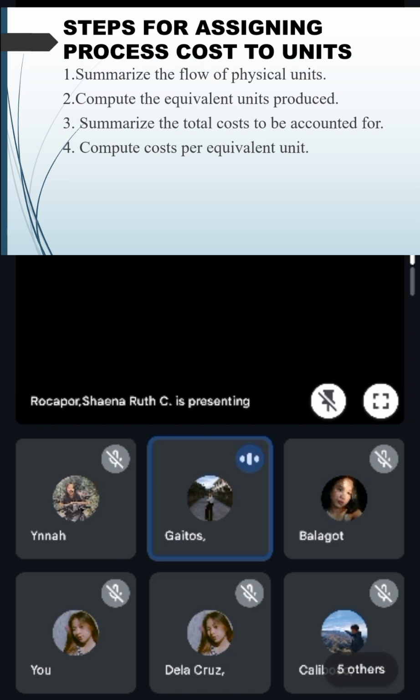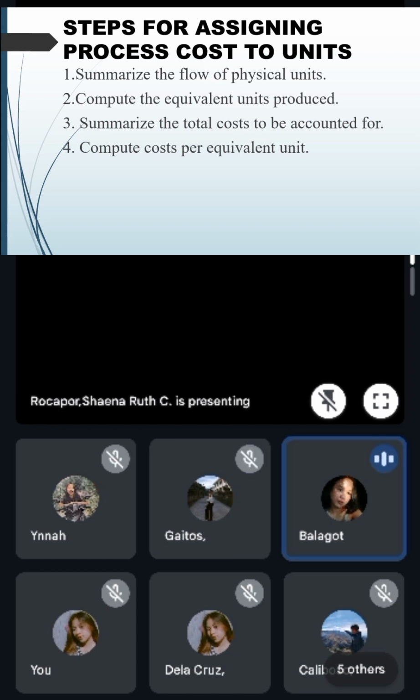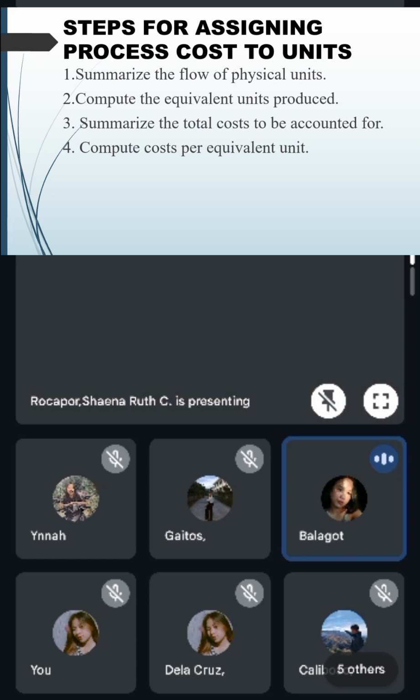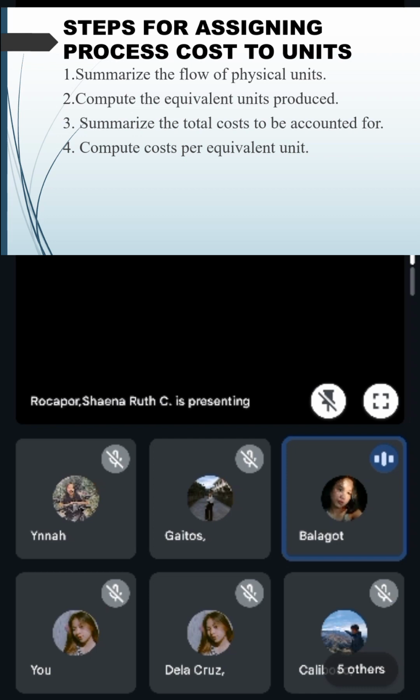Next reporter, please. Steps for assigning process cost to units. First step, summarize the flow of physical units. Second, compute the equivalent units produced. Using FIFO, this means adding equivalent units of work done to A. Complete the units in beginning inventory. B. Start and complete units. C. Work on units still in ending inventory.